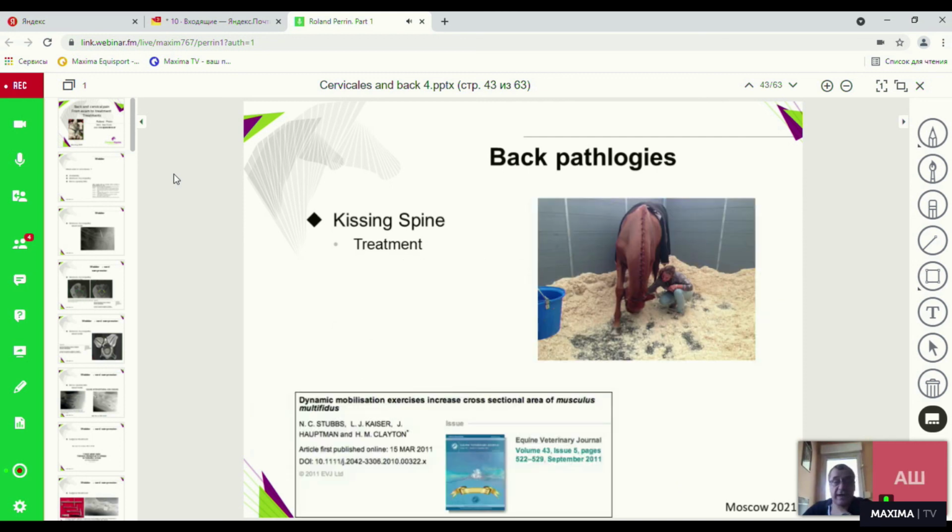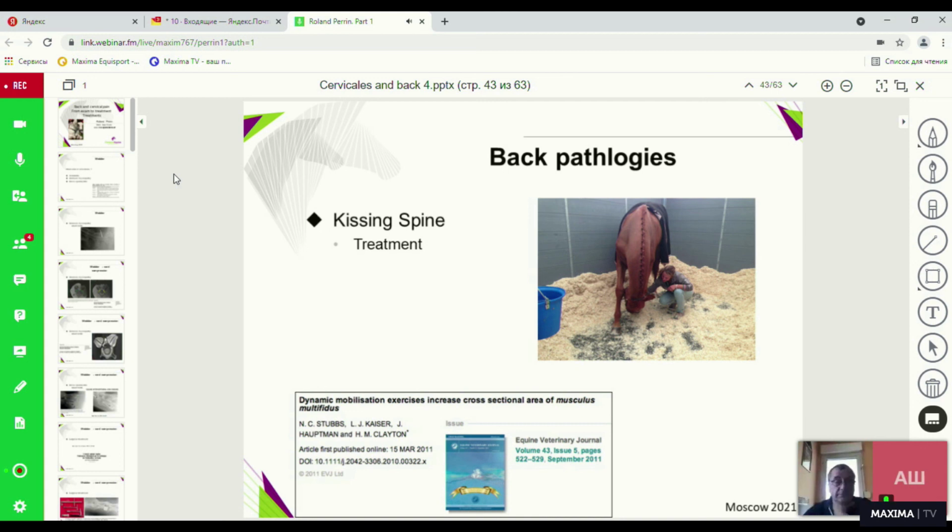Of course, if you help the muscle around the apophysis to be more strong, you help the horse to support this kind of disease. And you have very good study of Dr. Clayton too about the dynamic mobilization exercise to increase the sectional area of the musculus multifidus.